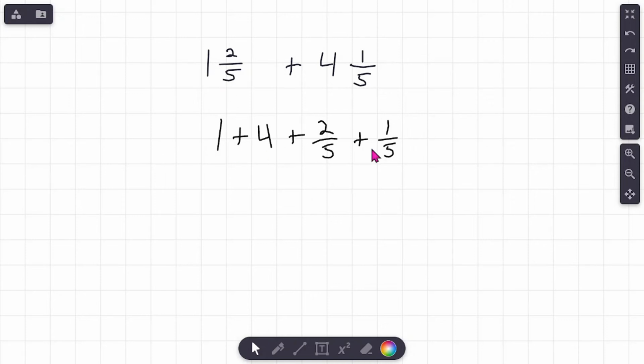Okay, and so that's what I'm hoping you can see here. We're taking the whole numbers, 1 and 4, and we're taking the fractions, 2/5 and 1/5, and I'm just putting them together. I'm just grouping them together. That's what I really want to point out to you.